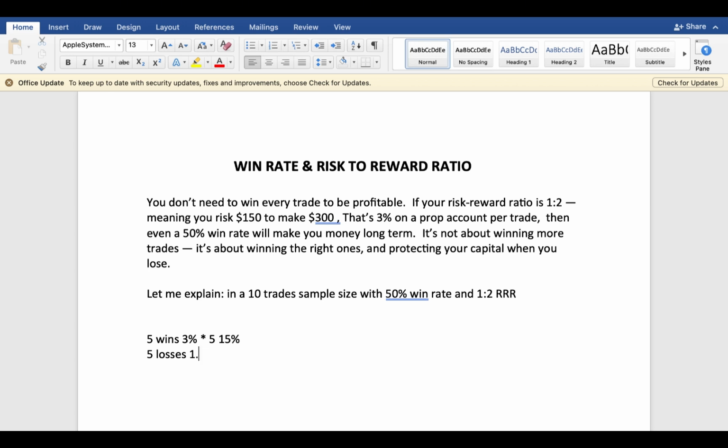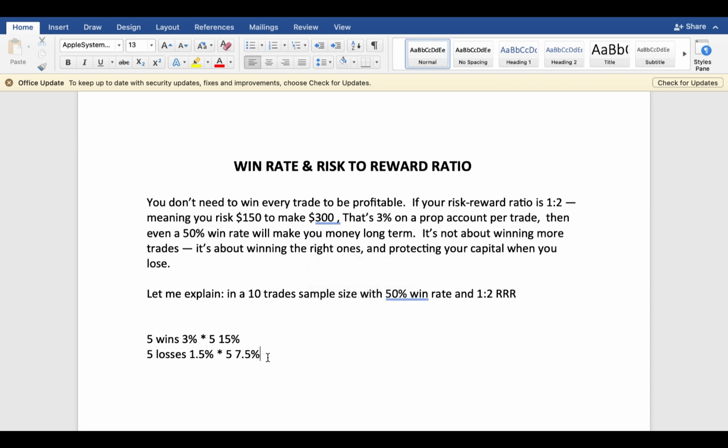Why am I making these mistakes? 1.5%, right, and I lose that 5 times, right? So that would be 7.5% in losses, right? Sorry, I'm gonna brighten up that now. So that would be 7.5% in losses.